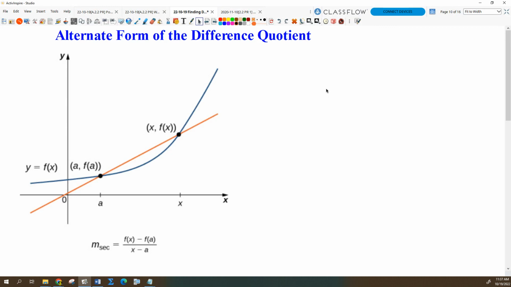Okay, so I want to show you one other thing. There is an alternate form of the difference quotient that we could use. We usually use f of x plus h minus f of x over h, but I don't have to. I could just as easily define this point as having coordinates a, f of a, and this point as having coordinates x, f of x, and then rise over run would just be f of x minus f of a divided by x minus a. Everybody see that?